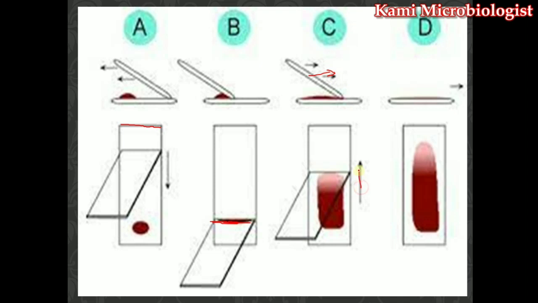Once we move it in the forward direction, we see that the blood is spreading on the slide. So this second slide reaches the end, and what we get is the blood smear. So this is called the blood smear. This is how the blood smear is made.